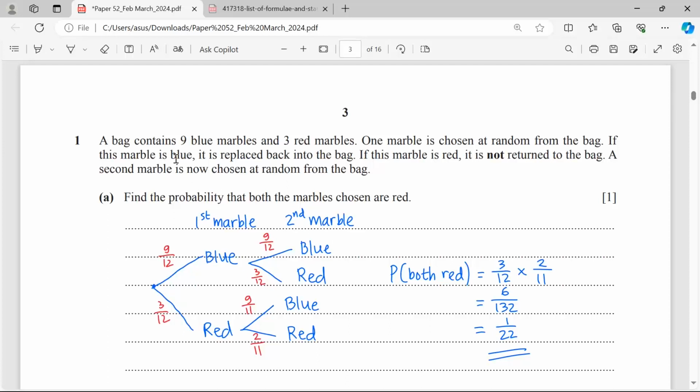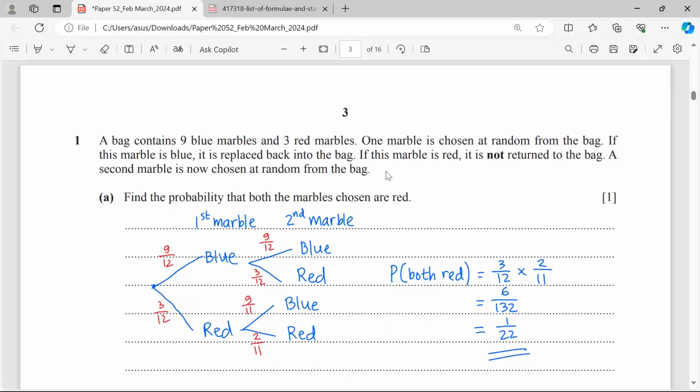If the first marble is blue, it is replaced back into the bag. So the total number of marbles is still the same, which is 12. Here, the probability of getting a blue marble the second time is still 9 over 12, and for the red marble it is also the same, 3 over 12.